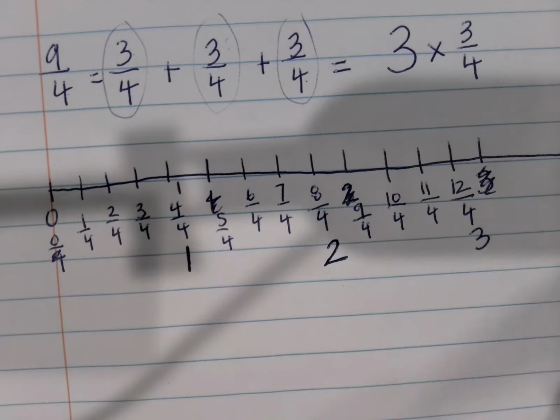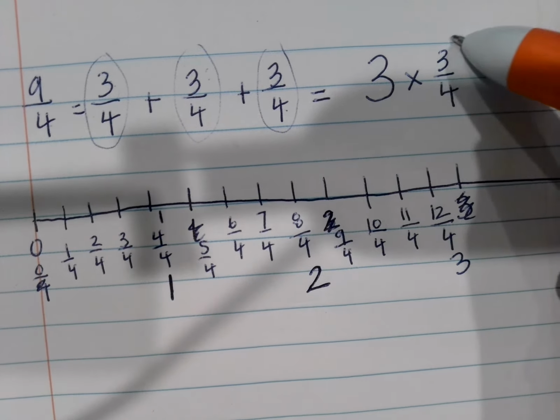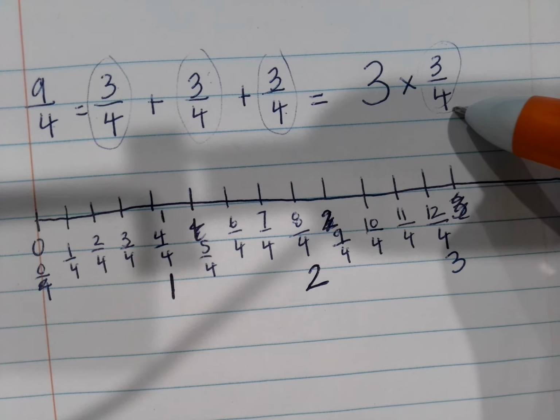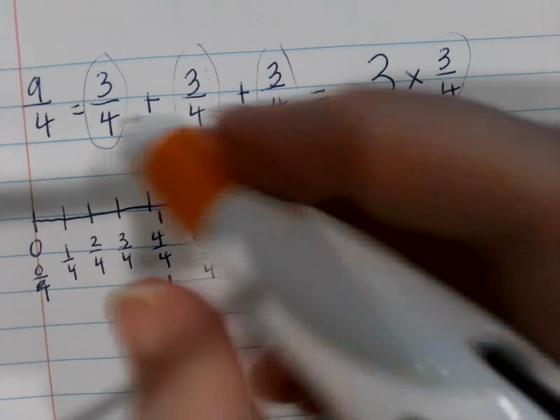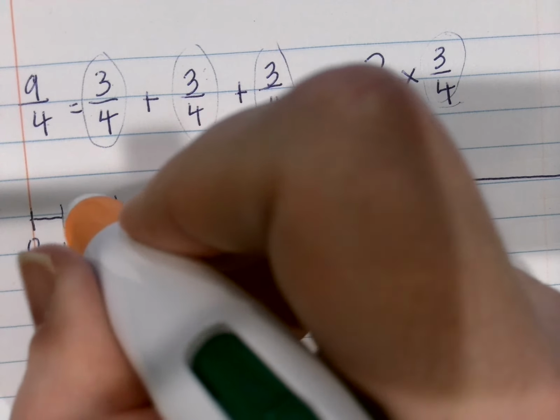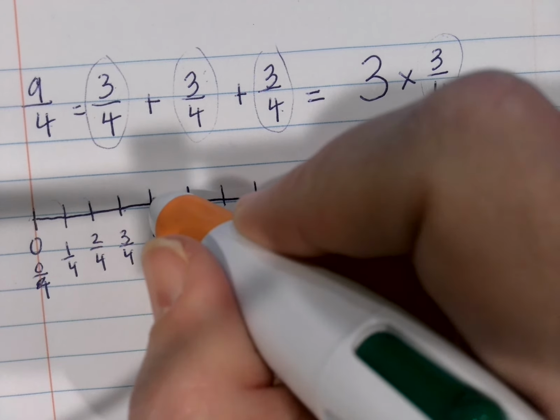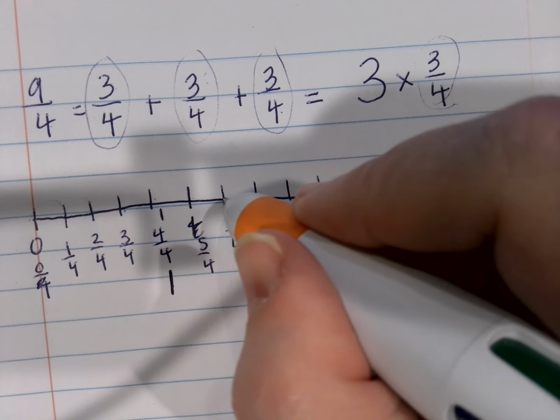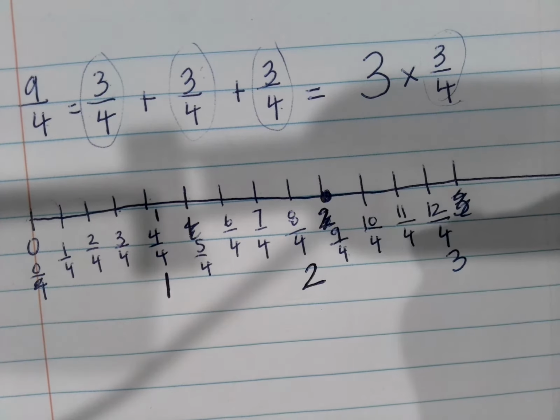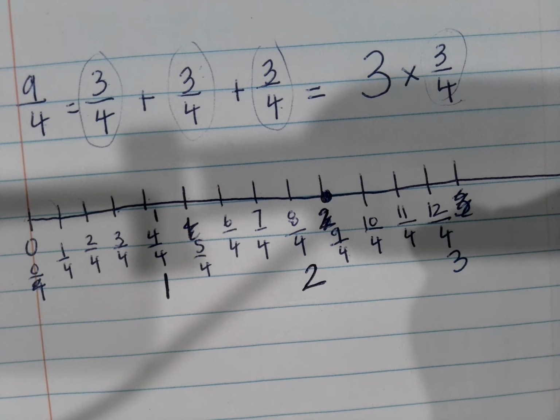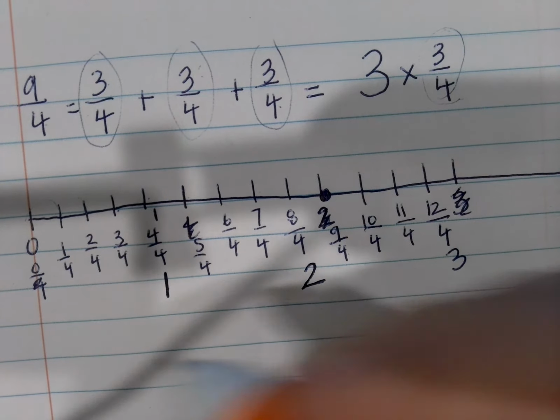Okay, so there's our number line. So we know that we are going to jump 3 times to 3/4. So 1, 2, 3, there's 1 jump. 1, 2, 3, there's 2 jumps. 1, 2, 3, there we ended at 9/4. Okay, so you can write your answer.